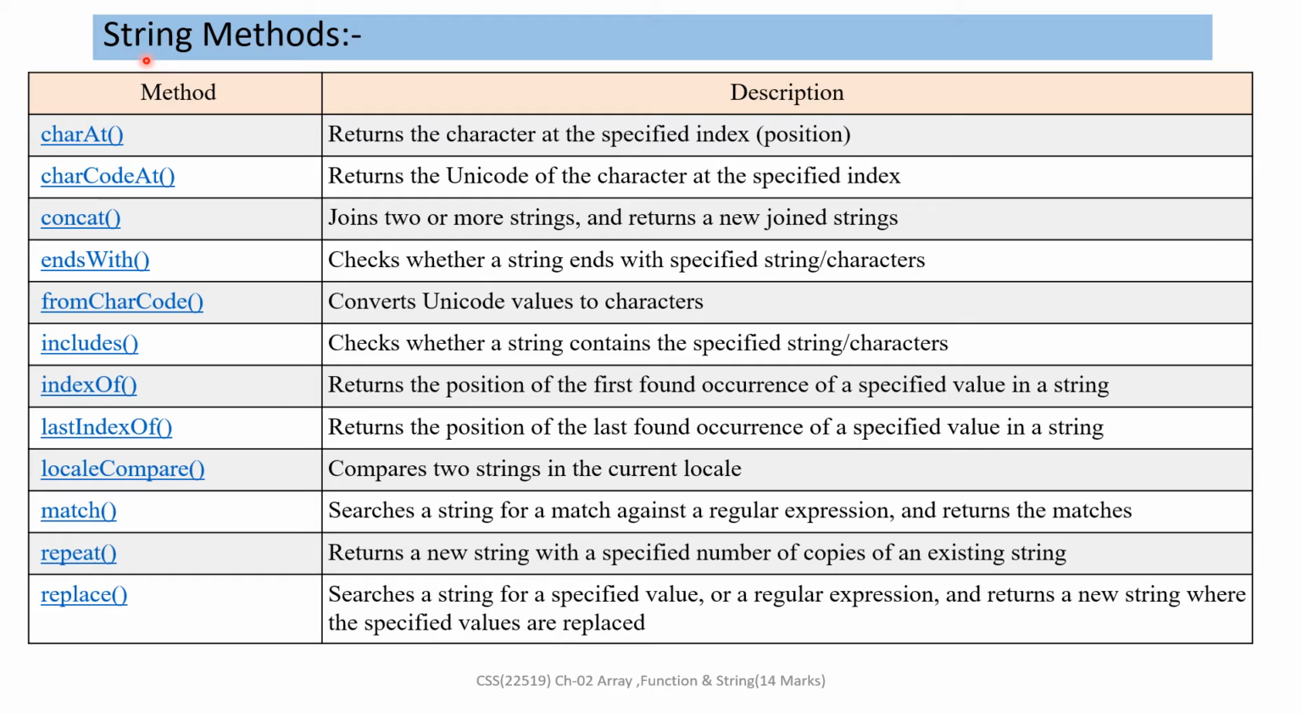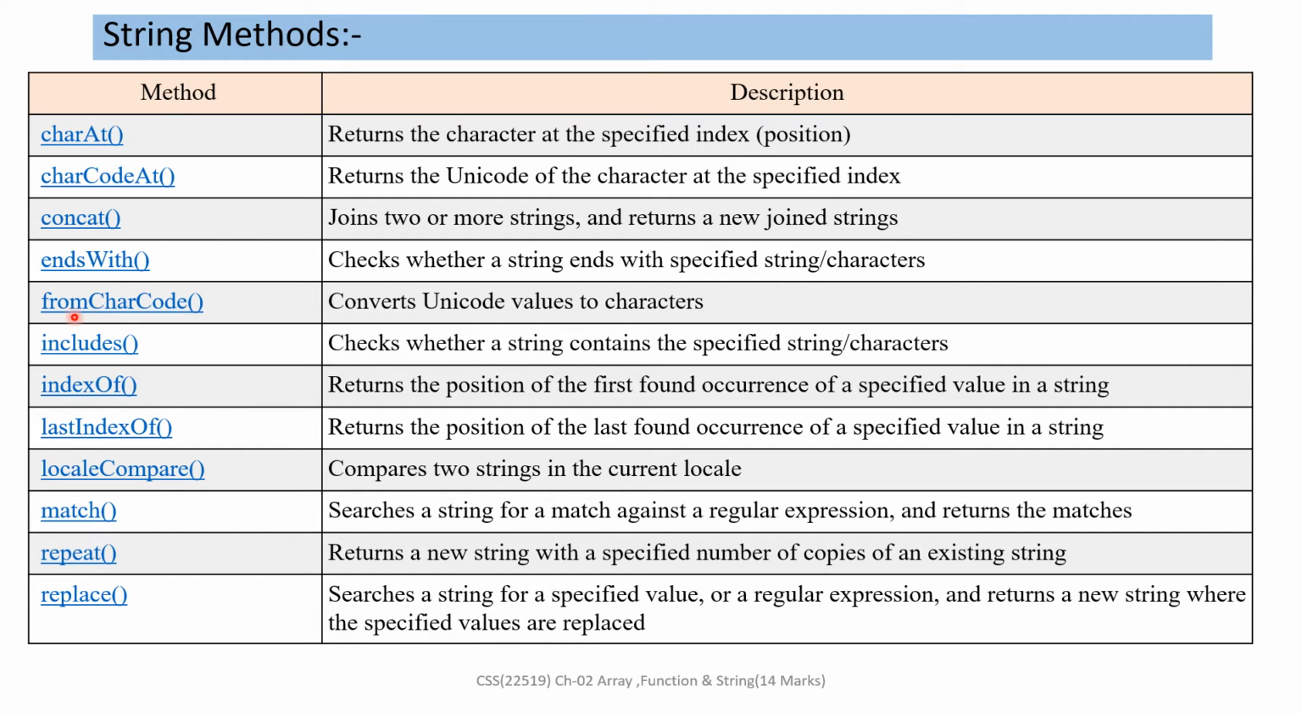Now we will see these string methods one by one. These are the methods and these are the descriptions of the methods. First is charAt. It returns the character at the specified index, meaning the specified position. Next is charCodeAt. It returns the Unicode of the character at the specified index. Next is concat. Concat means concatenation, that is, it joins two or more strings and returns a new joined string. Then endsWith checks whether a string ends with a specified string or character.